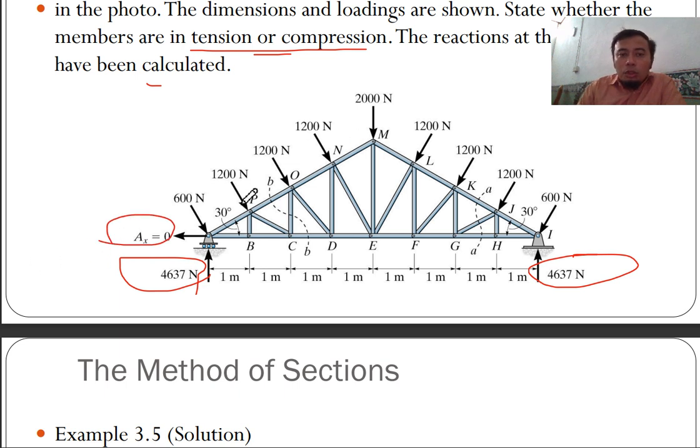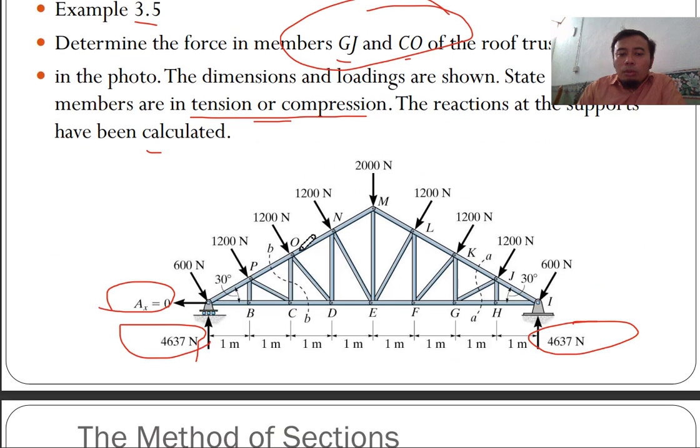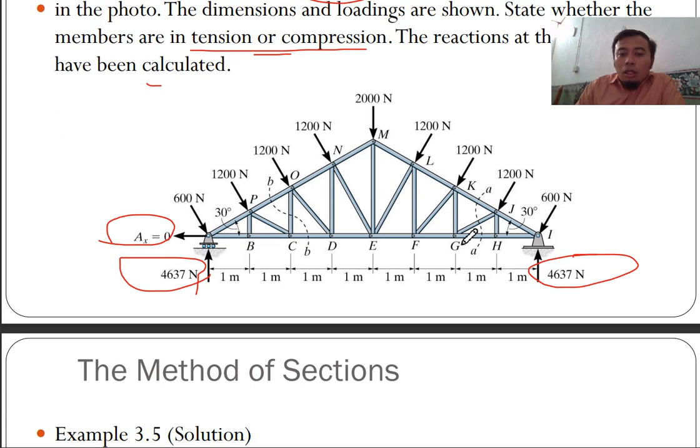So you want to find GJ and CO. The book advises you to cut at B and cut at A. As you can see here, let's take a look at the number of unknowns. When you cut at B, you have PO as unknown number 1, CO as unknown number 2, and CD as unknown number 3. So it satisfies the condition because you only have 3 equations.